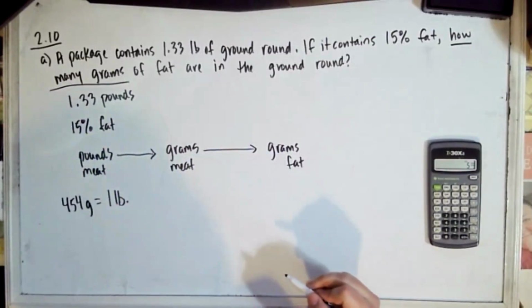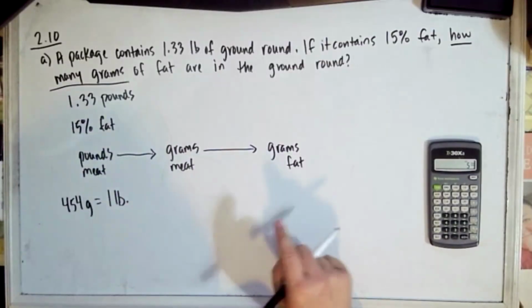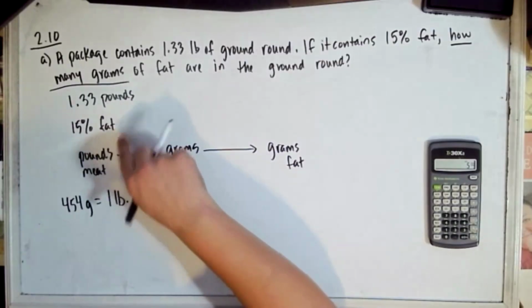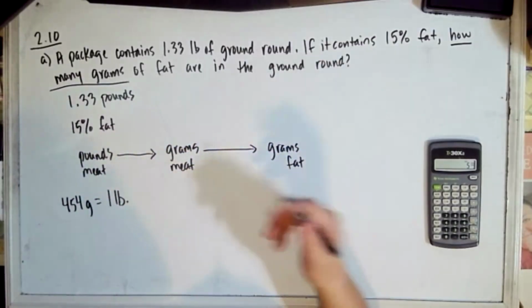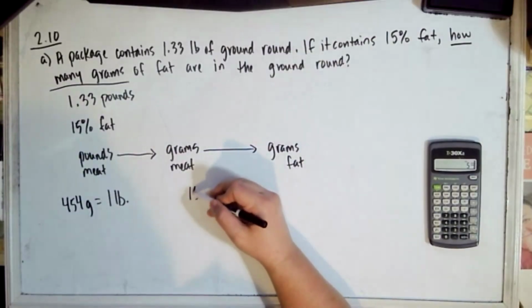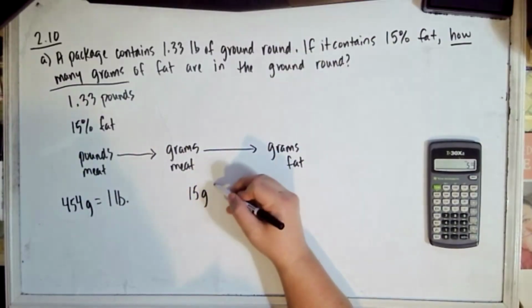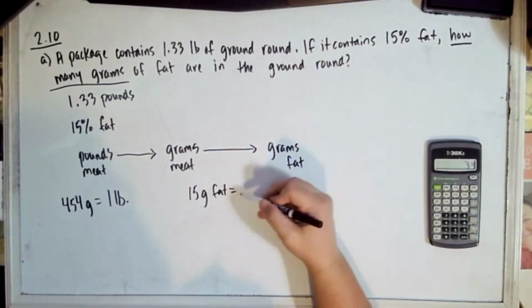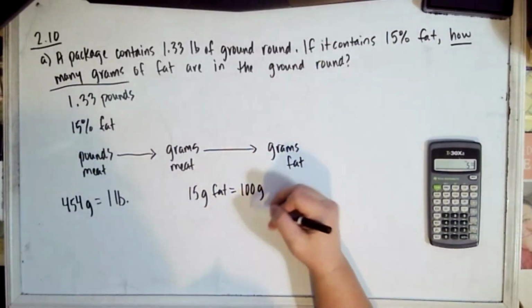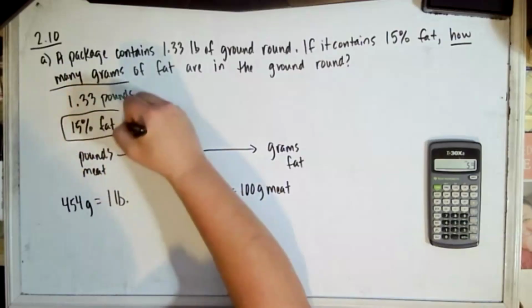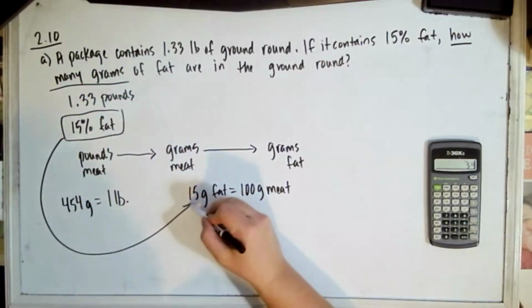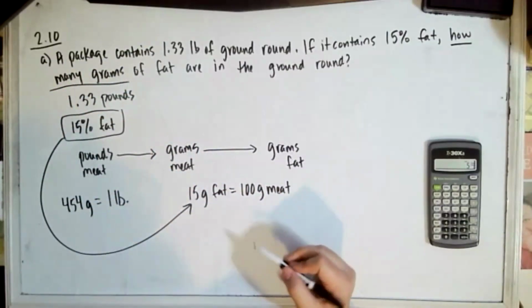Okay. And then for our percentage, when we take this 15% fat, we can write that in terms of grams since we want our final answer in grams. So this is going to say there's going to be 15 grams of fat in every 100 grams of meat. That's what our percentage tells us.